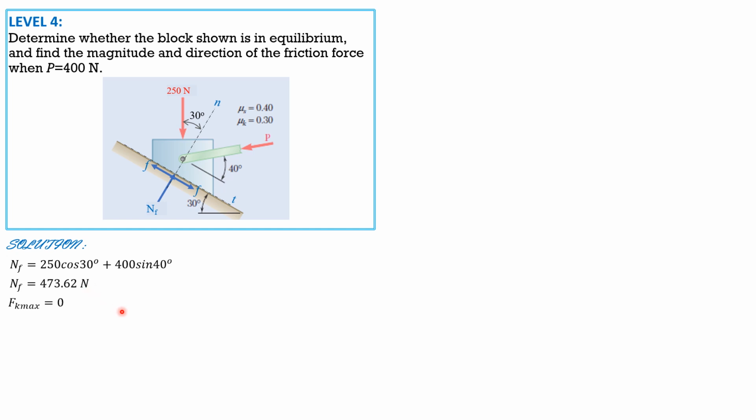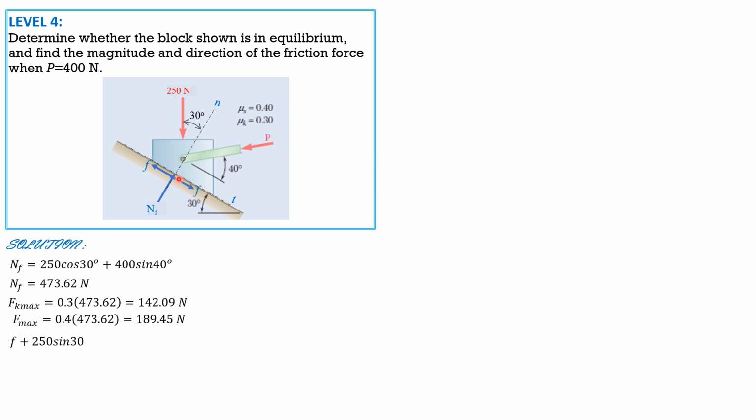Then, let's compute Fk max and F max. So Fk max is 0.3 of 473.62 newtons, which is 142.09 newtons. F max is 0.4 of N, so it is equal to 189.45 newtons. Then let's sum up forces along the tangential axis. Let's solve for F required for the system to be in equilibrium.